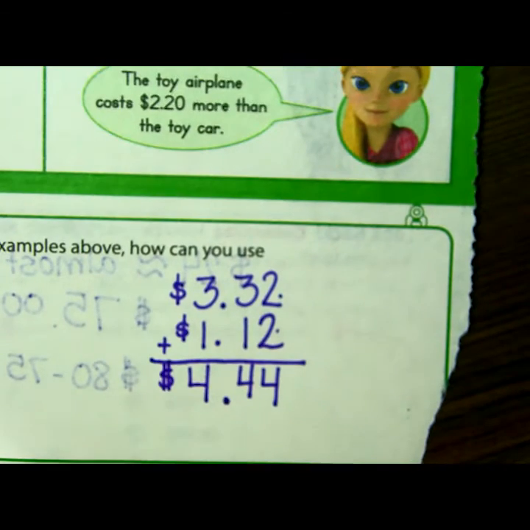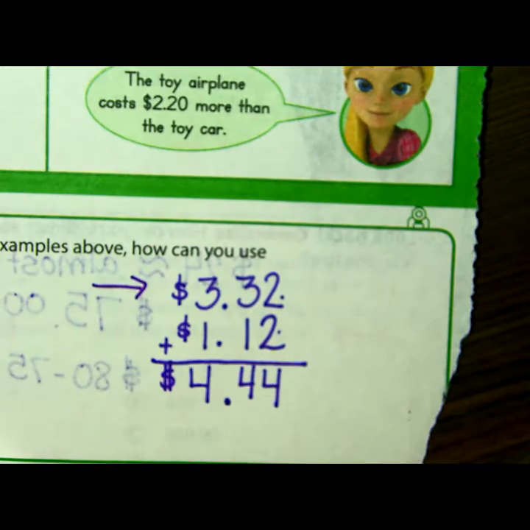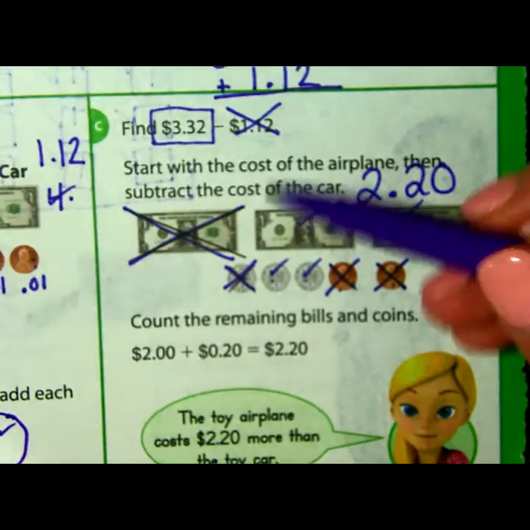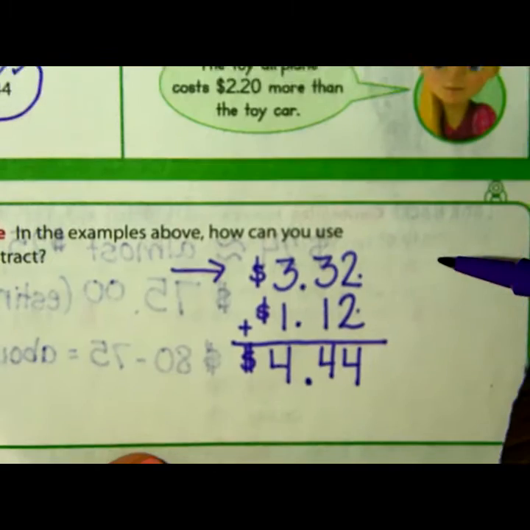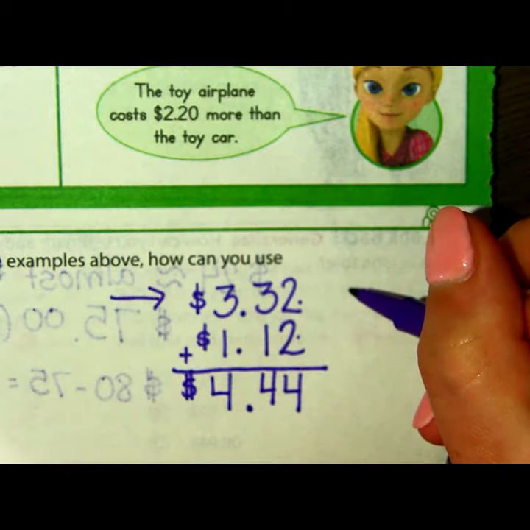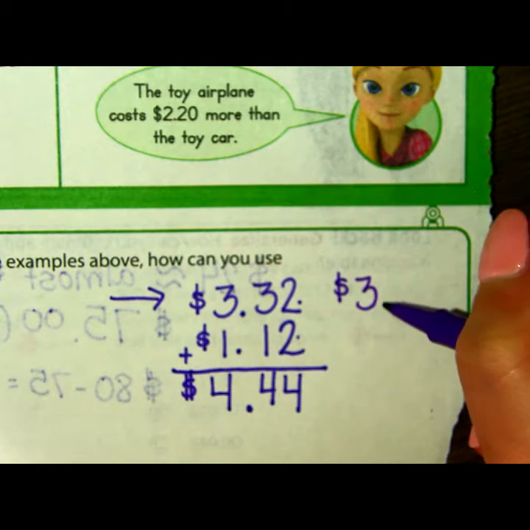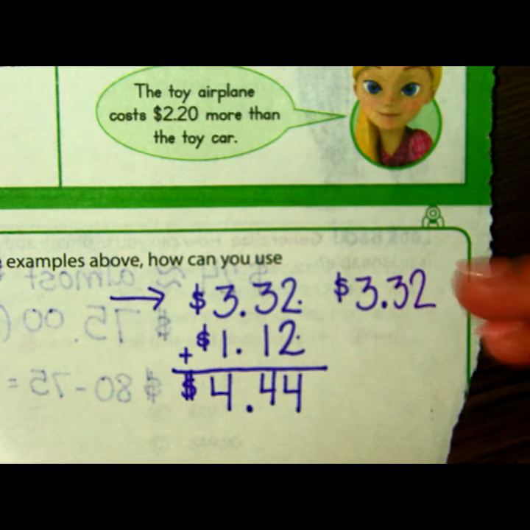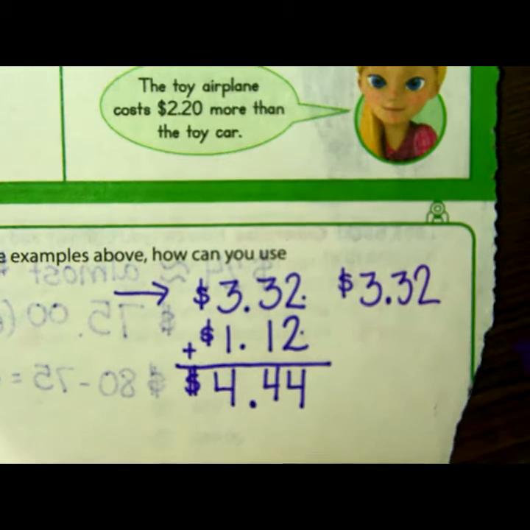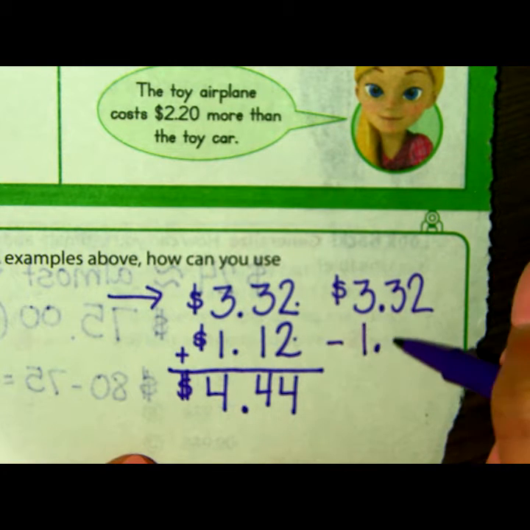Now let's do part B using place value, where we subtract. I think this is probably the method most fourth graders use. I don't often see fourth graders drawing out the money, but that's personal preference. But we want to find out how much more the airplane costs than the car. So again, we're going to write the larger amount, which was the airplane. We know that because it's $3, and that's bigger than 1. And then we're going to subtract $1.12.